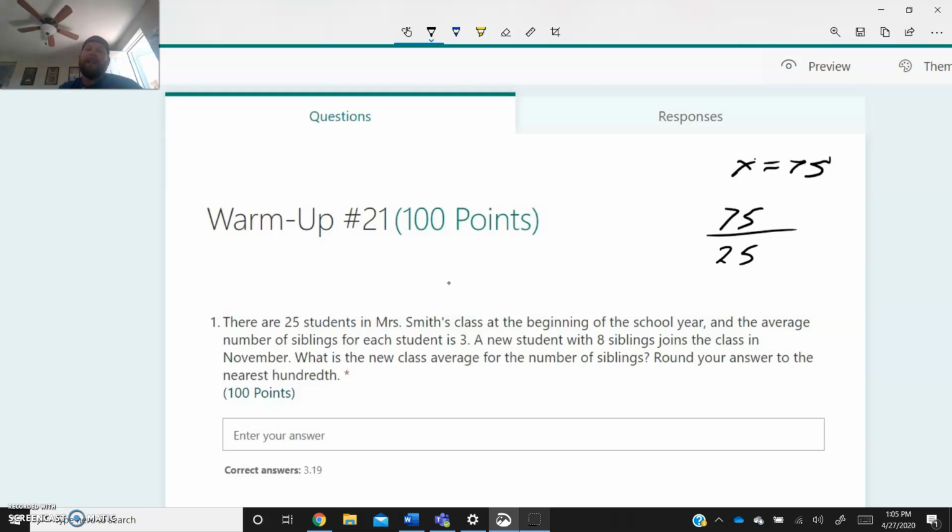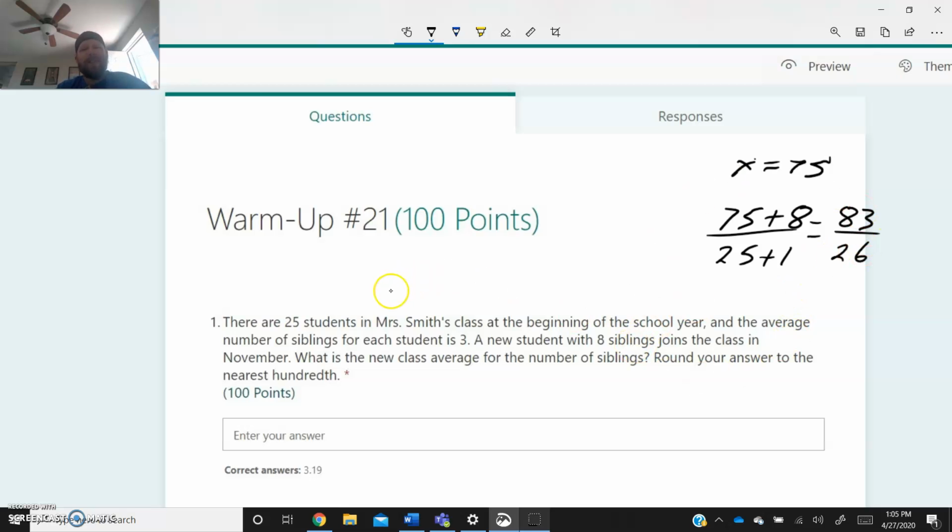Well, things changed in the class. We had this new student who showed up, and they brought 8 siblings along with them to the school. So now it's not 75, we need to add 8 to that. And then the other one is going to be 25 plus 1, because only one student came into the class. Now 75 plus 8 will leave me with 83, and 25 plus 1 will leave me with 26. And all I would have to do is divide that out.